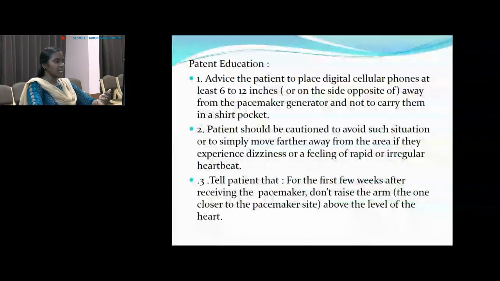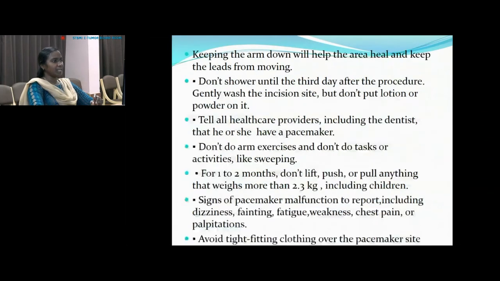And tell the patient that for the first few weeks after receiving the pacemaker, don't raise the arm on the side where the pacemaker is implanted; that arm should not be moved further. Keeping the arm down will help the area heal and keep the leads from moving. Immediately after the pacemaker, bathing should be avoided. After the third day from the procedure, the patient can take a bath, and the incision site should be gently washed, and no lotion or powder is necessary to place over it.